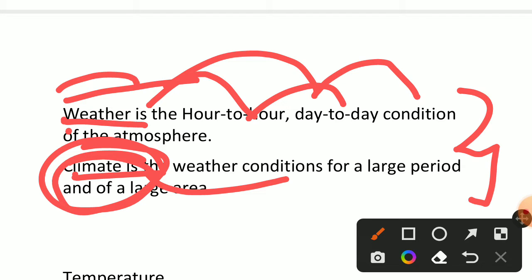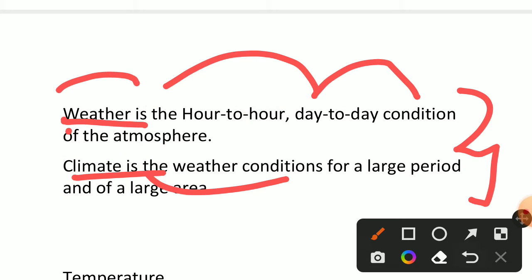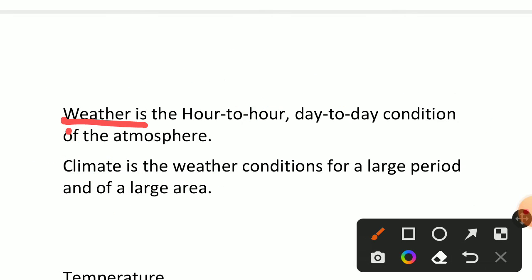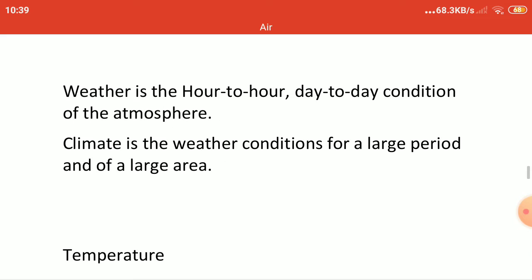But climate is not like that. It is just the opposite of weather. Weather means one day, today's condition of the atmosphere. Climate means the weather conditions over long years, or 30 years, or a large period. That is the difference between weather and climate. Just simple. Weather means today's condition, climate means large period condition. That's all.